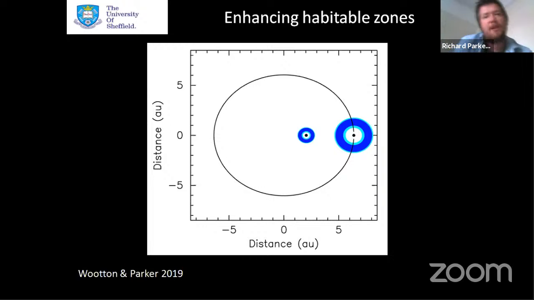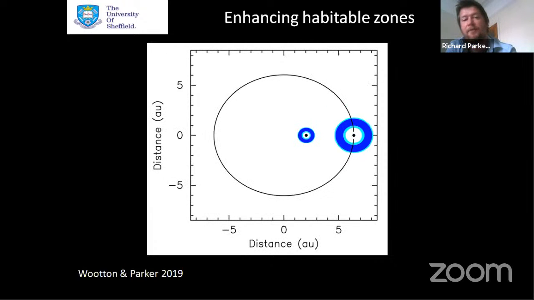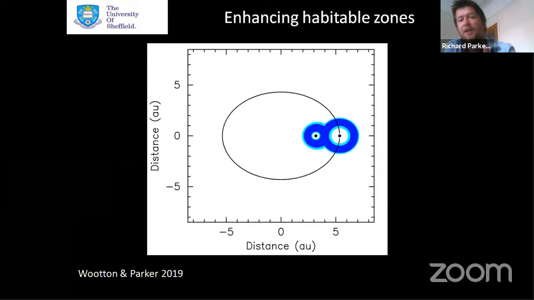But if the binary suffers an encounter in the Starfall region, then what can happen is that the two stars get pushed closer together and their habitable zones end up overlapping. That's interesting because the lower mass star then feels some of the flux from the higher mass star, and its habitable zone is enlarged or enhanced. If I go back to the starting point, you can see the habitable zone around the lower mass star is much, much smaller than that around the high mass star. But when you push the two stars together, the habitable zones become comparable.